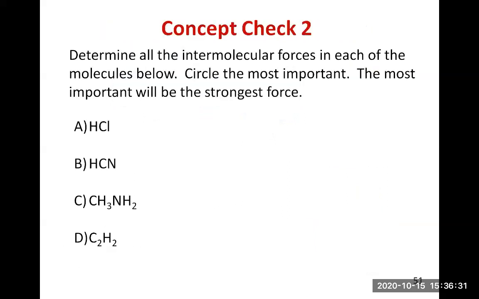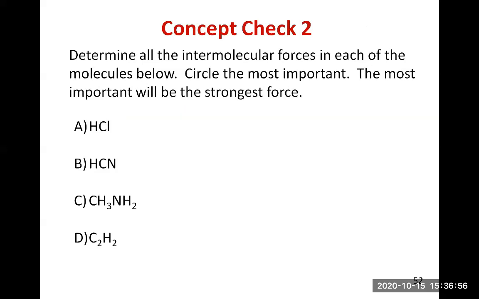So let's go through a concept check now, and we will determine all the intermolecular forces in each of the molecules below. And we will select the most important one, and that one will be the strongest force. So I want you to pause the video and work this out on your own before you watch the answer.